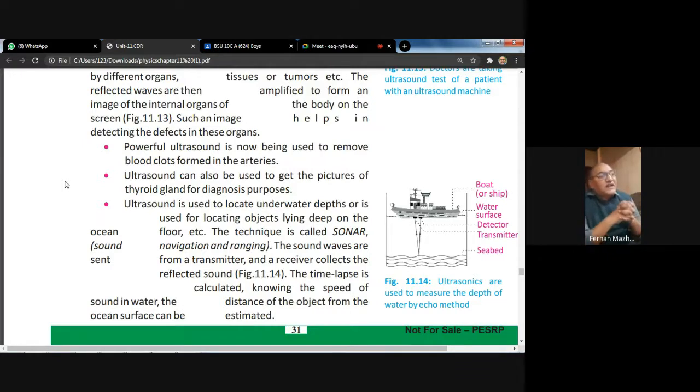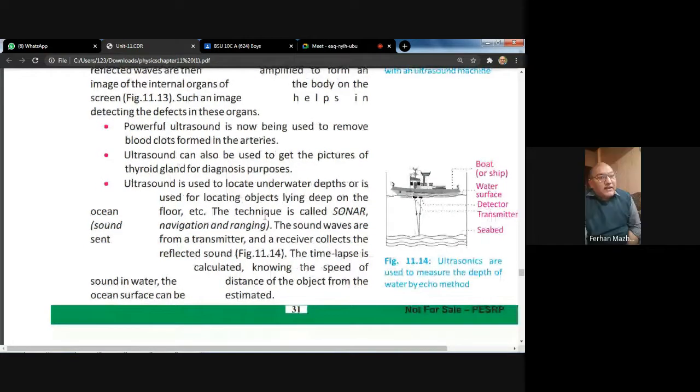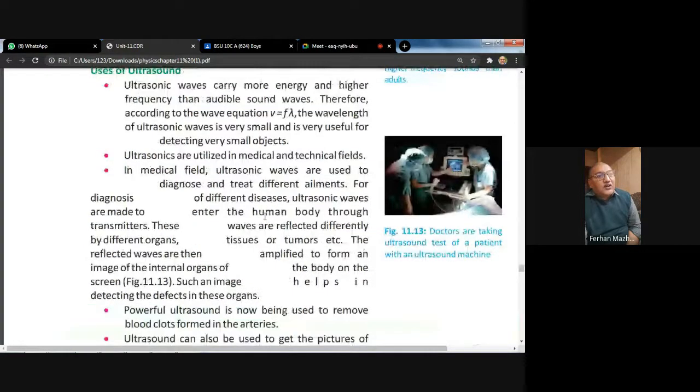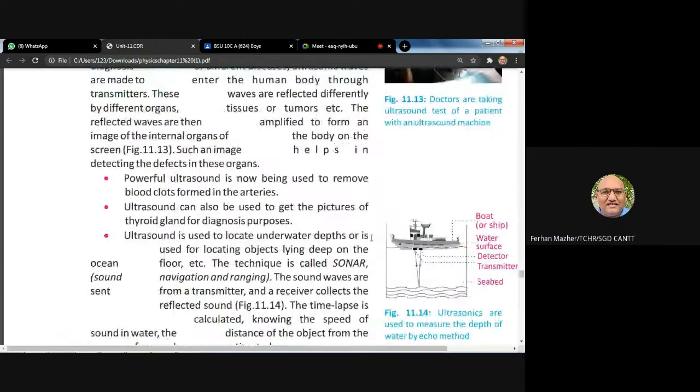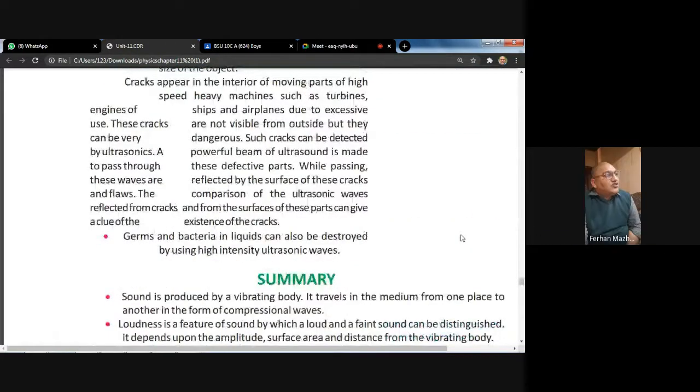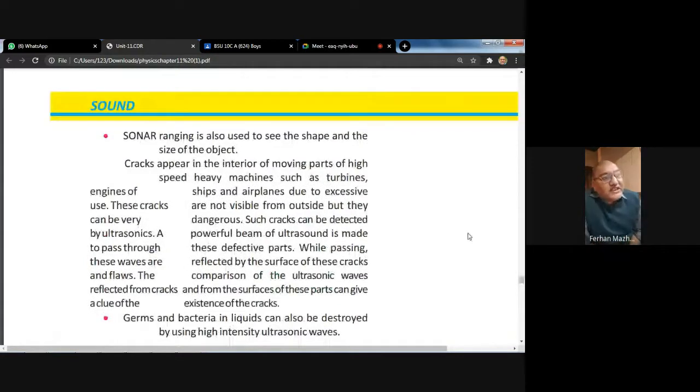The sound waves are sent from a transmitter and a receiver collects the reflected sound. The time lapse is calculated. Knowing the speed of sound in water, the distance of the object from the ocean surface can be estimated. So here you see the technique being used. Here the doctors are doing the ultrasound, and sonar ranging is also used to see the shape and the size of the object.